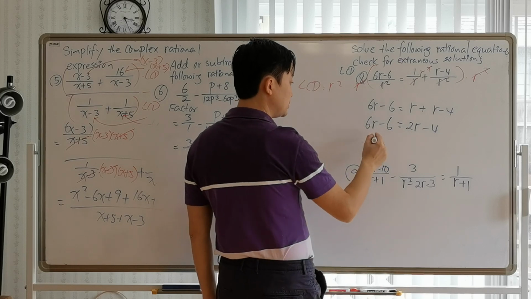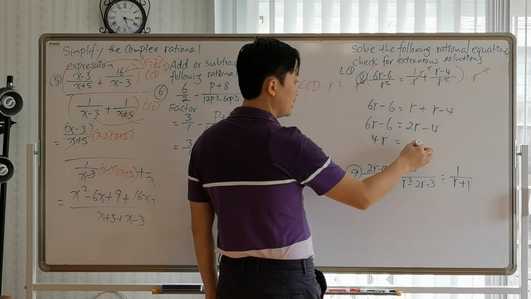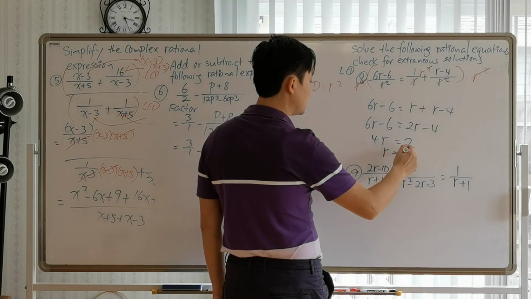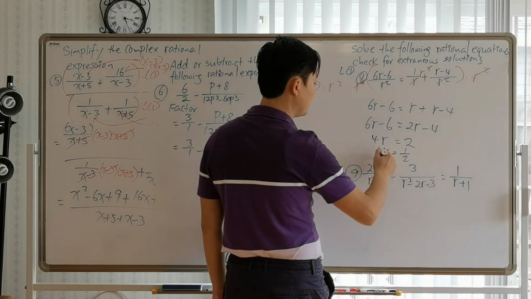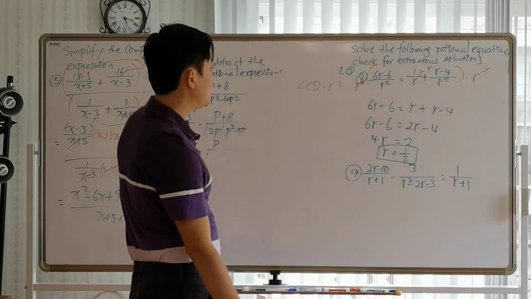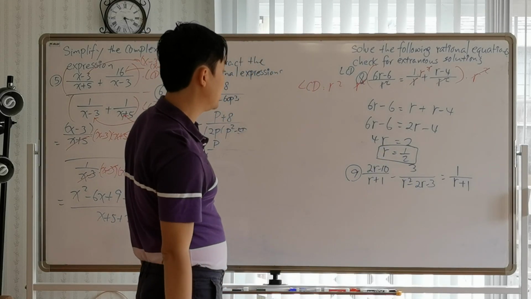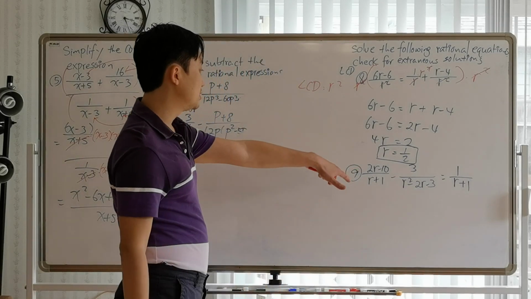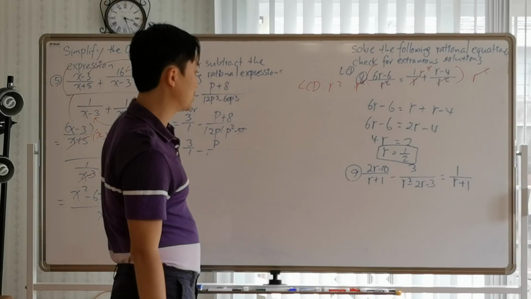So 6r minus 2r is 4r. And then negative 4 plus 6, which is 2. So r equals 2 over 4, which is 1/2. Once again, if that's just one solution, you don't need to check your work, because it's always guaranteed to be the valid solution. But what if there are two solutions? Then you have to check your work.